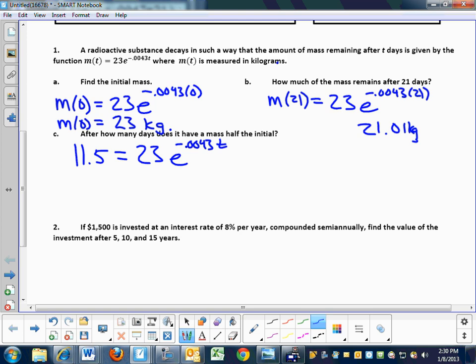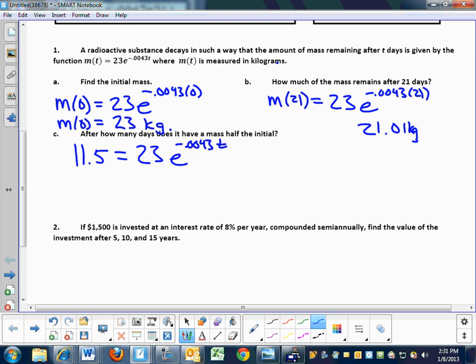We're wondering at what time. We're trying to solve for time. What time will give me a mass of 11.5? We know that a time of 21 days gives us a mass of 21 kilograms. But we're trying to figure out time there. So now I have to solve that. Question?